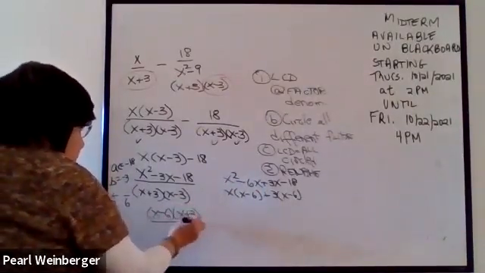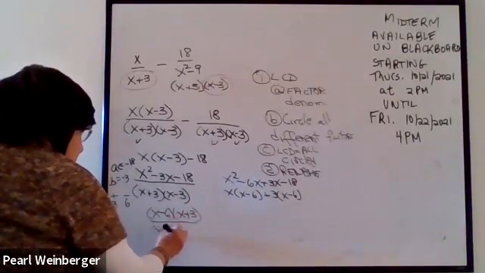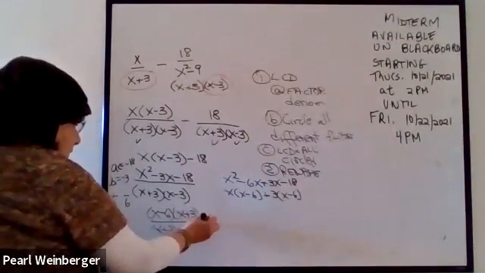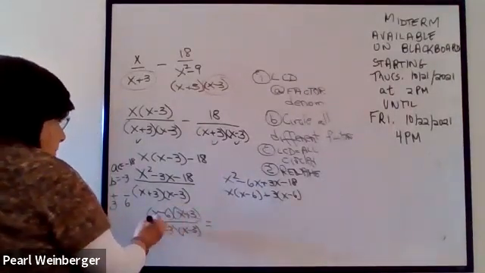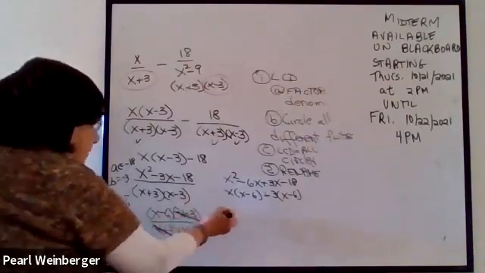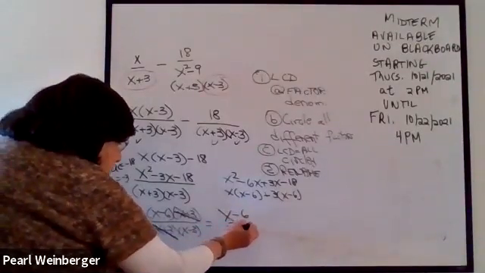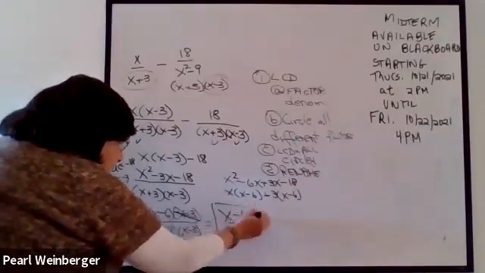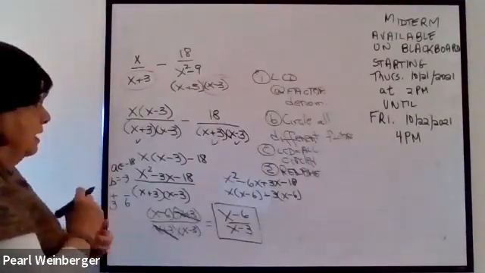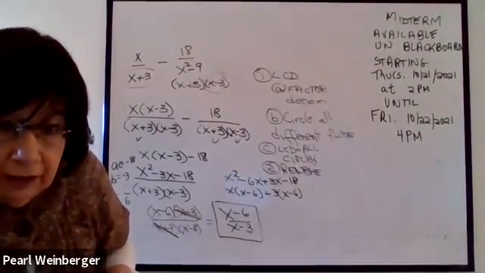And that's over the x plus 3 and the x minus 3. And I see the x plus 3 on top and the x plus 3 on bottom can cancel. So my final answer comes out to be x minus 6 on top and x minus 3 on the bottom. Again, it's a lot of work, but just be careful. The thing is to be careful and you will get the right answer.